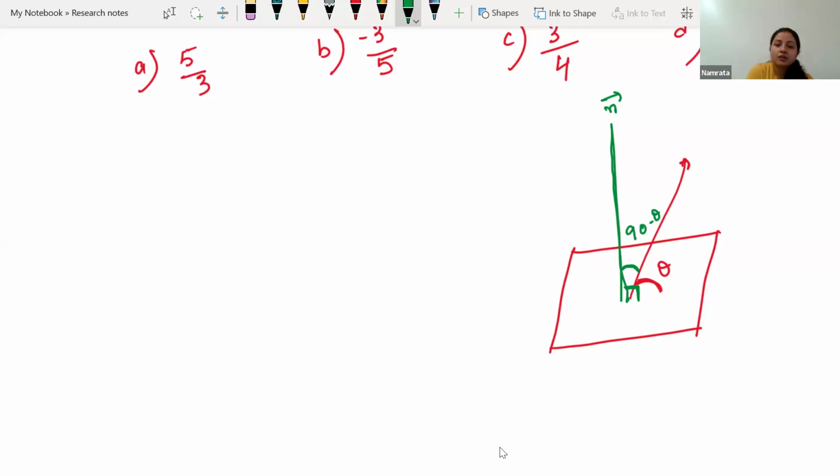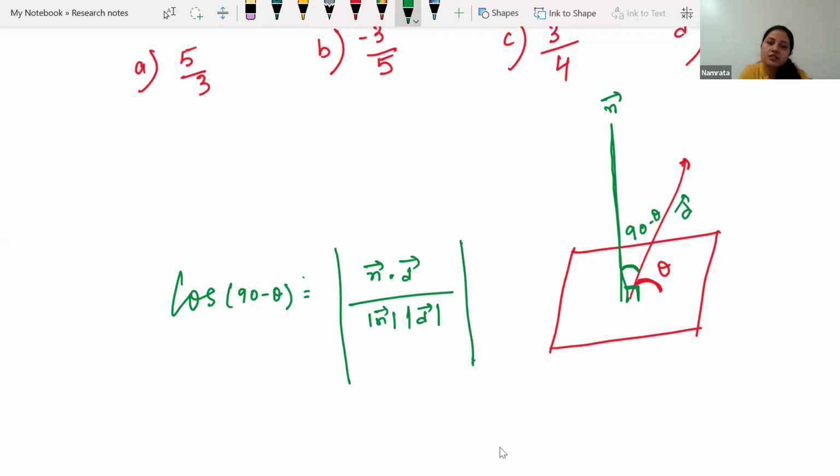And we know there is a rule for finding the angle, that is cos theta. Instead of theta, I am going to find the angle between this line, let's say the line is d, and the normal. So instead of theta, I would say cos of 90 minus theta is equal to n dot d over magnitude of n times magnitude of d, and this is the formula we have for finding the angle.